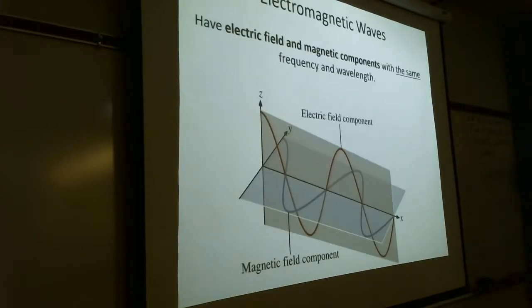Okay, so what is an electromagnetic wave? An electromagnetic wave has an electric field component and a magnetic component. And they have the same frequency and the same wavelength.